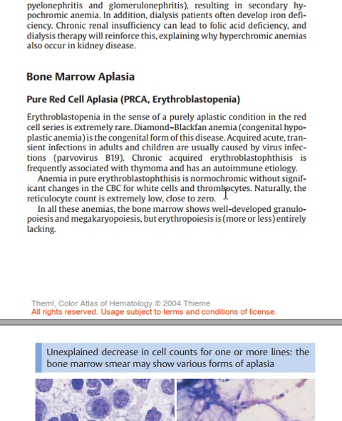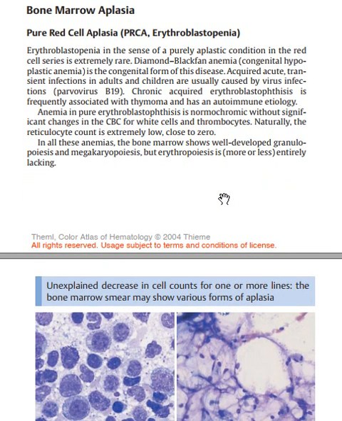Is it clear? So anemia in pure erythroblastopenia is normochromic anemia. So you have no problem with the storage of red blood cells or of the iron. So iron in the blood is normal, without significant changes in the complete blood count for the white blood cells. So white blood cells are going to be normal. Erythroblastopenia means that only the erythroblast is affected. The white blood cell count and the thrombocyte count are usually normal. In all these anemias, the bone marrow shows well-developed granulopoiesis and megakaryopoiesis, but erythropoiesis is the one which is affected.